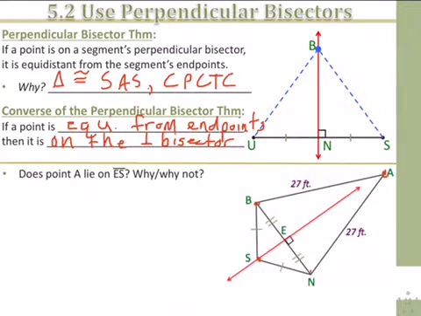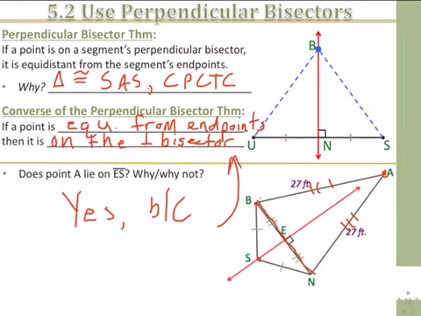Well, let's look at what we have going on with point A. A is equidistant from B and N as well. It's both 27. What that should tell me is that, because of the converse, if a point is equidistant from the endpoints, then it's going to be on the perpendicular bisector of that segment. A is equidistant from B and N, therefore it's on the perpendicular bisector of BN. Yes, because of the converse theorem. Neat.